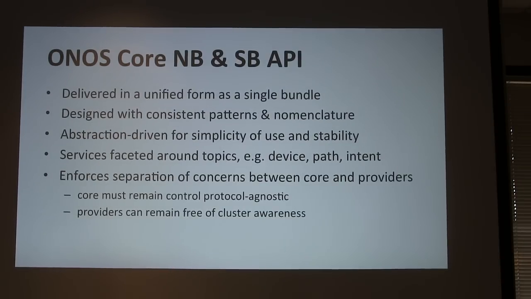So some attributes of the core, southbound and northbound API. We expect it to be delivered in a unified form as a single bundle. So you're not going to actually have a southbound API and a northbound API. It's actually going to be one bundle, but there will be logical separation within them. This functionality is intended for providers, this is intended for consumers. It's the reason we're revising the northbound API, because we would like it to be delivered with consistent pattern and nomenclature to simplify its usage.